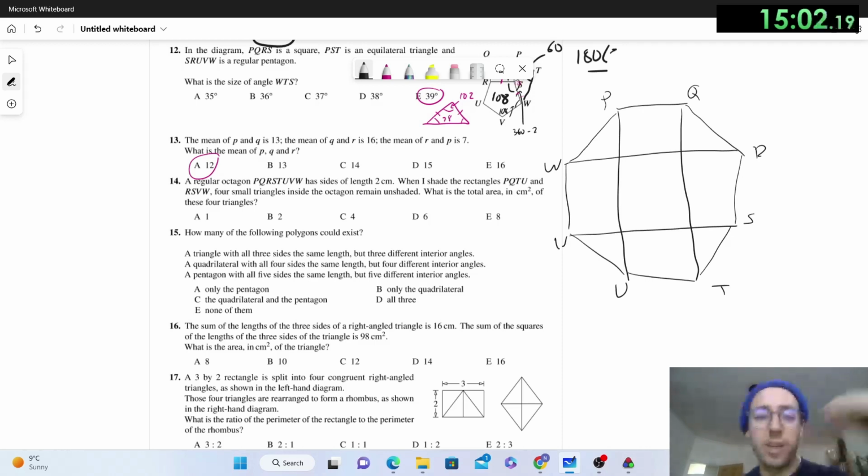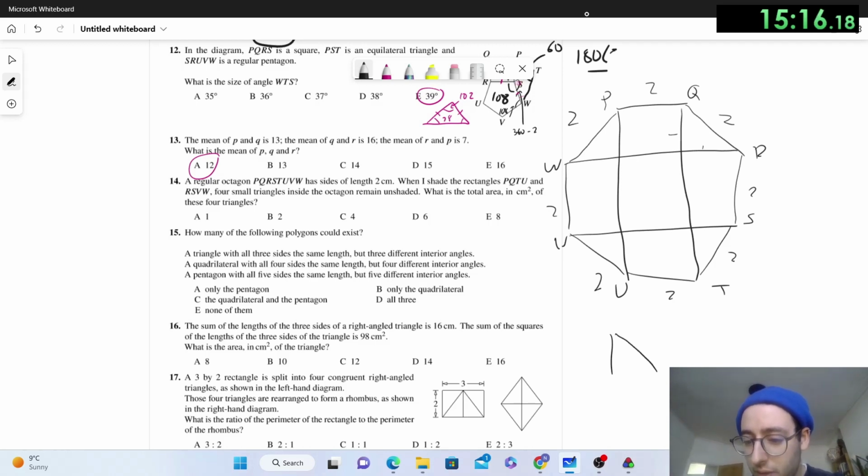What's the total area? Okay, so this is 2, and all the sides are 2. Okay, Pythagoras. These lengths are the same, x, x, 2. x squared plus x squared equals 2 squared. Base a squared plus b squared equals c squared. x squared equals 2. x equals root 2.